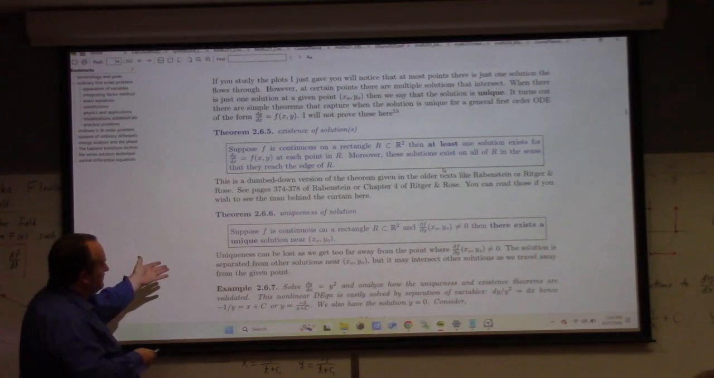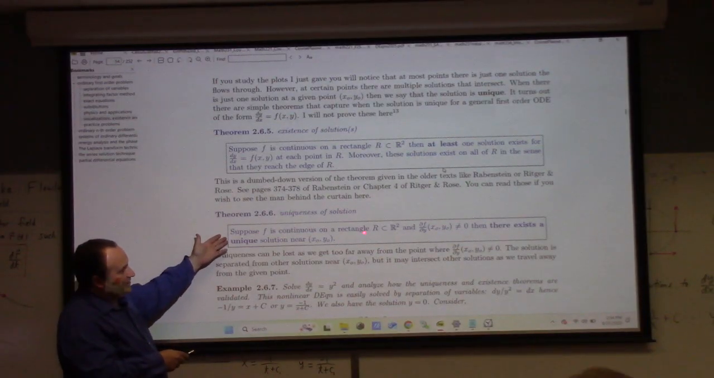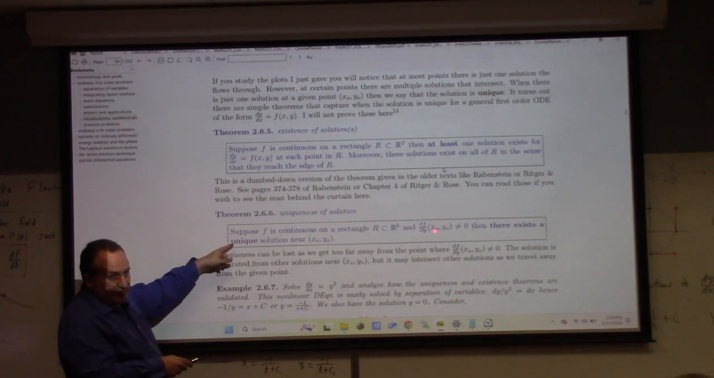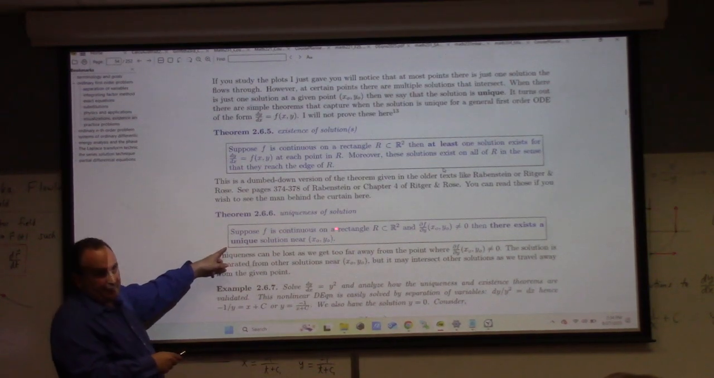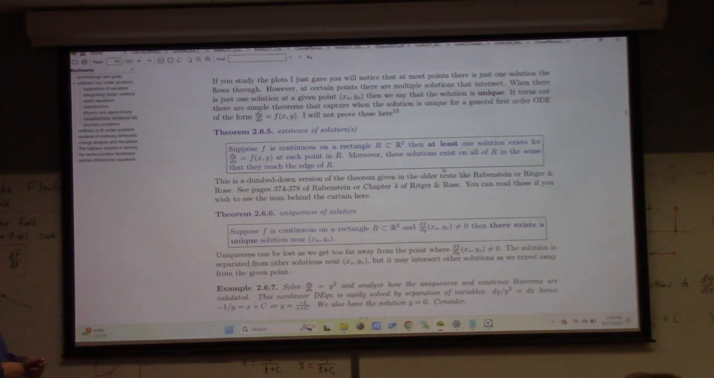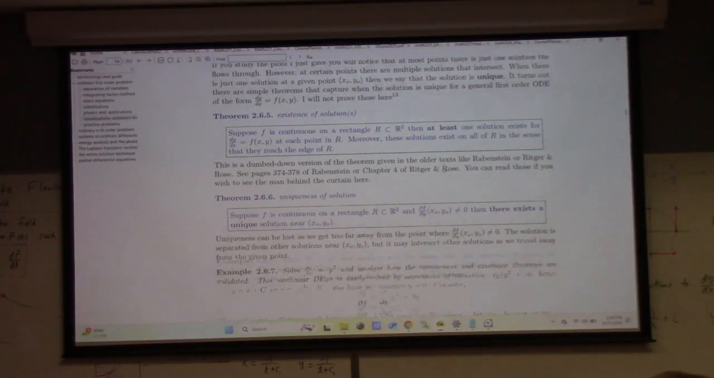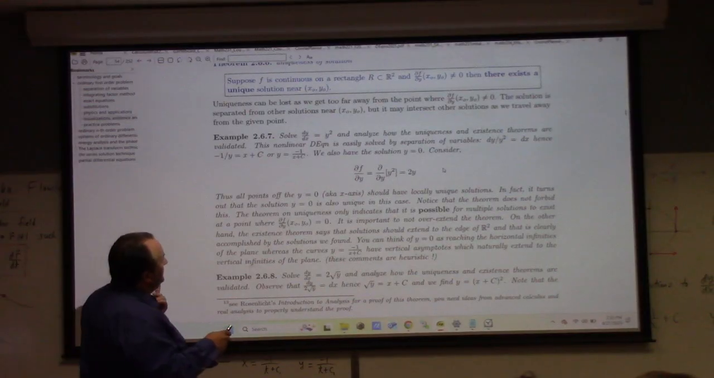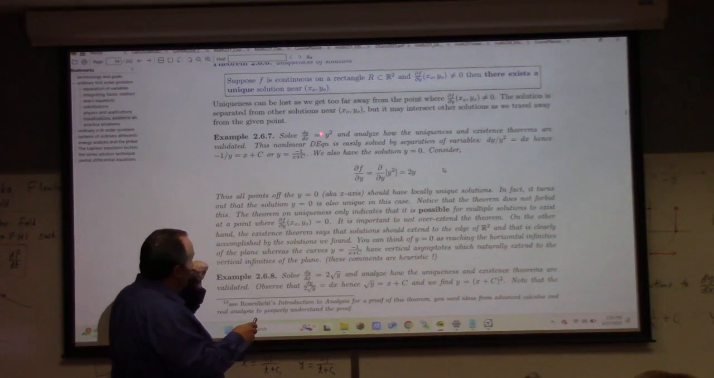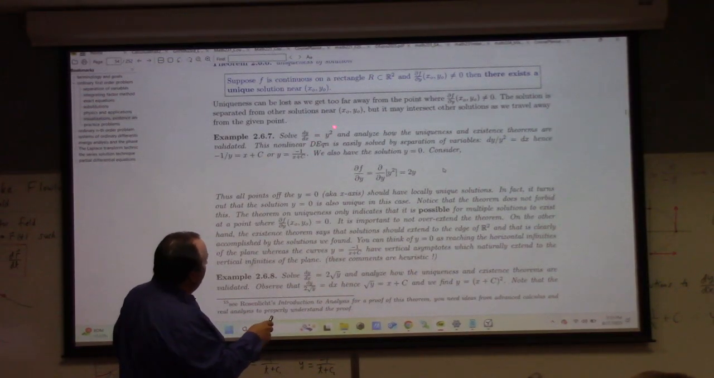So the next theorem is: if f is continuous on the rectangle and the y derivative is continuous, then there exists a unique solution near that point. So that's pretty cool. And here's a picture of when that might fail. If I have dy/dx equal to y squared, then my f of x, y is y squared. If I calculate partial f partial y, I get 2y.